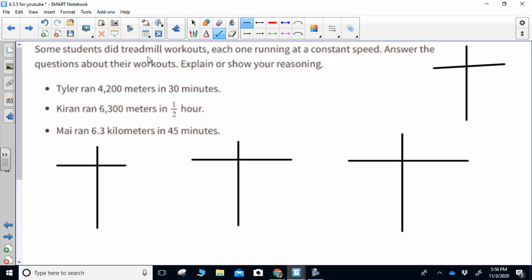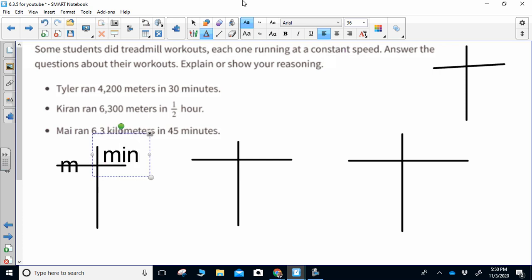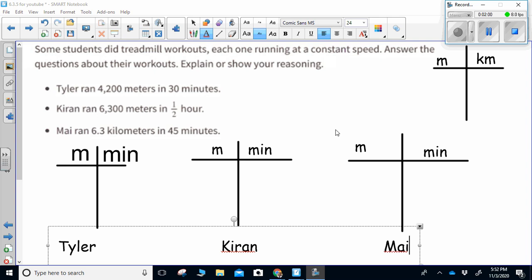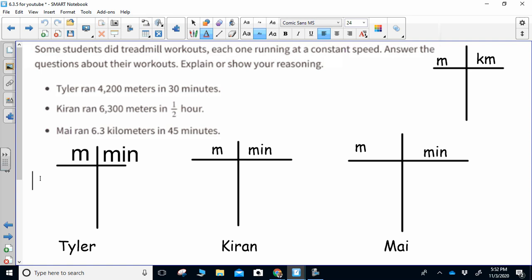All right, and so we've got meters and minutes. So I'm just going to put meters, and then minutes, and I'm going to write that on all of them. So go ahead and do that real quick. Meters and minutes, meters and minutes, meters and minutes. So now that I've got my tables drawn, I'm going to fill in with my information. So I've got that Tyler ran 4,200 meters. And he did that in 30 minutes.